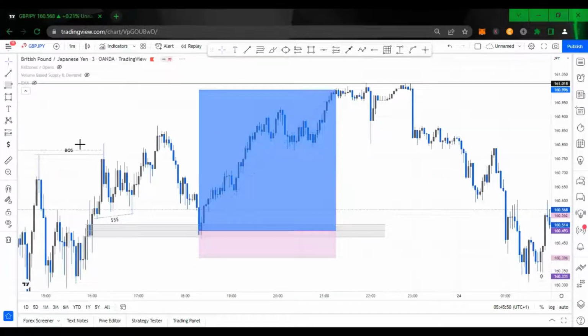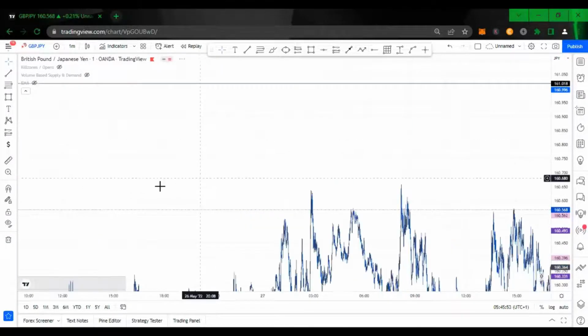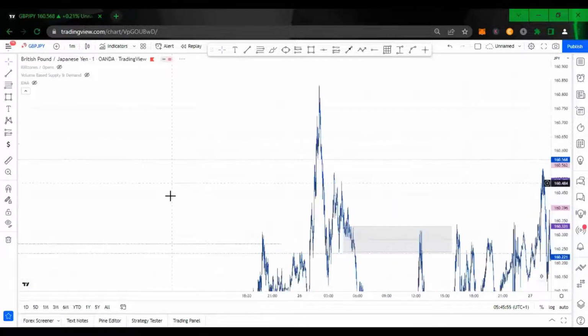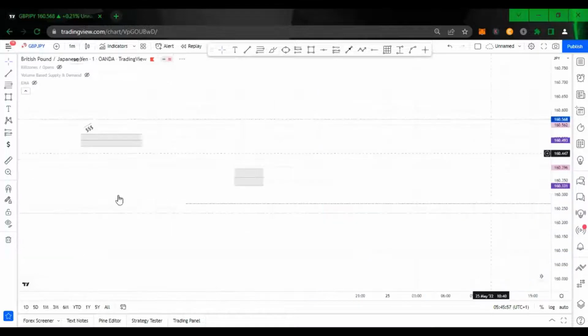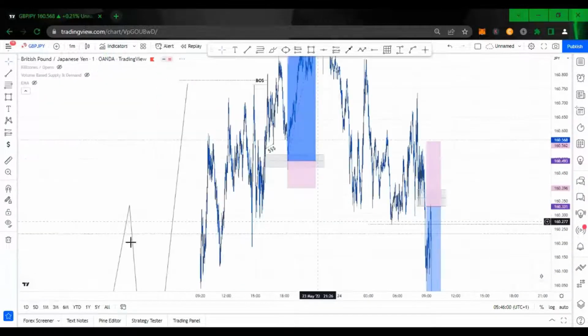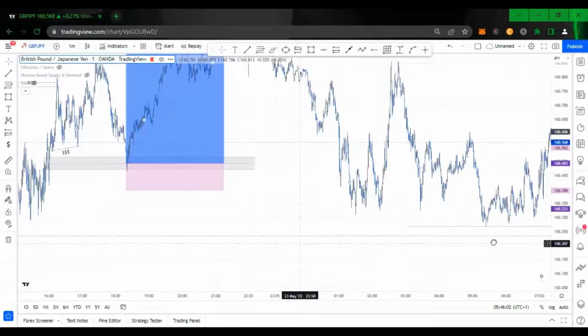So what if you scale down to the 1 minute time frame? I always like looking at that option, where what if you did something different? Would you have gotten a different result? That is why I'm scaling down at this point to the 1 minute time frame.